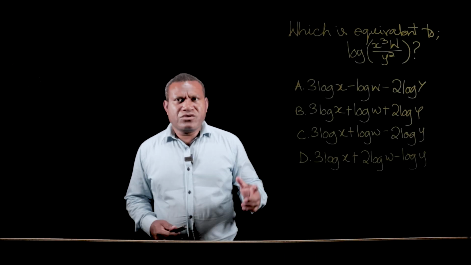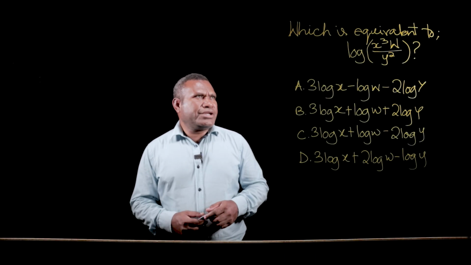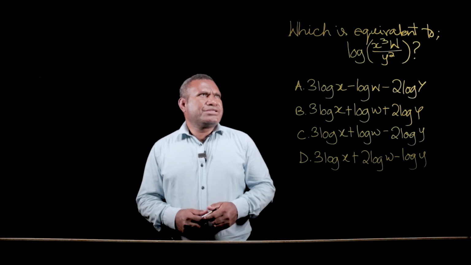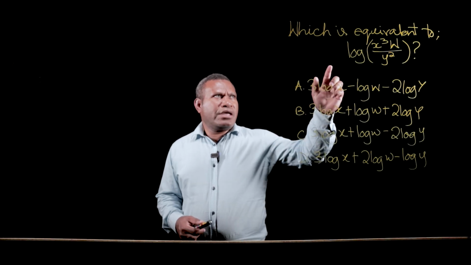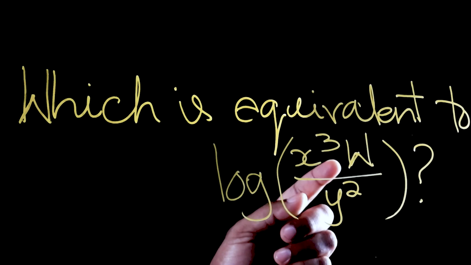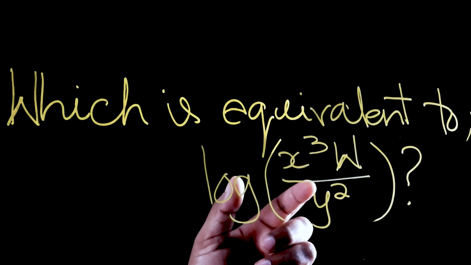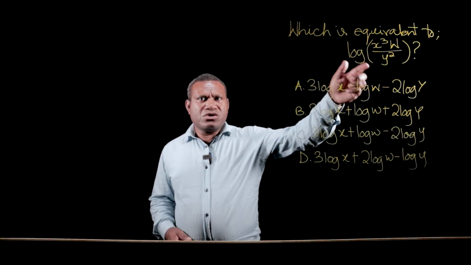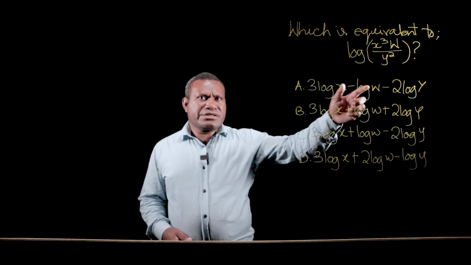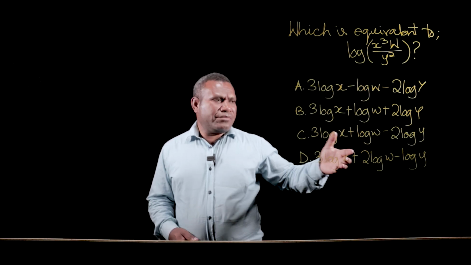So as you can see, I've got a question here up on the board already. The question reads, which is equivalent to log of x cubed times w divided by y squared? The first thing I see is that the expression is a single log, and it requires us to write it in expanded form.